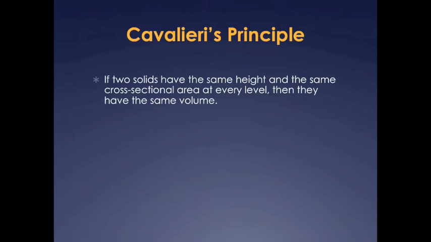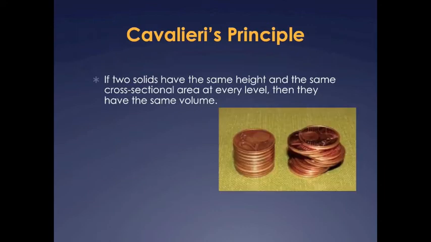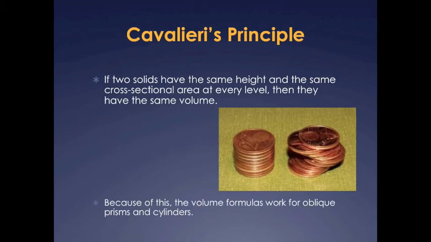Cavalieri's principle says that if two solids have the same height and the same cross-sectional area at every level, then they have the same volume. What this means is I have these stacks of coins. Now the coins are the same size in each stack. One stack's just a little bit messed up. However, since every coin is the same size, they have the same volume. Because of this, our volume formulas work for oblique prisms and cylinders as well.